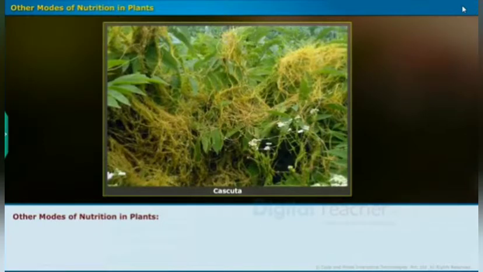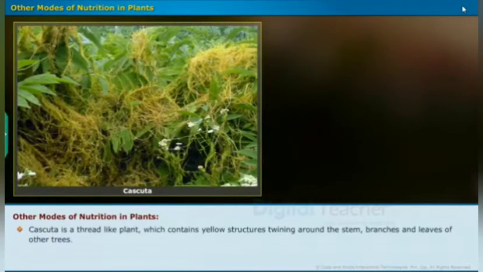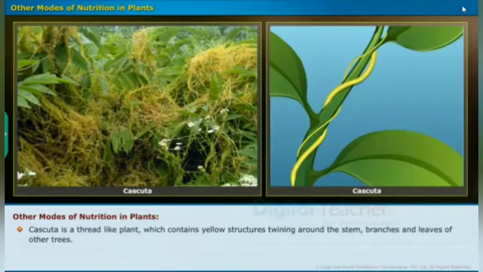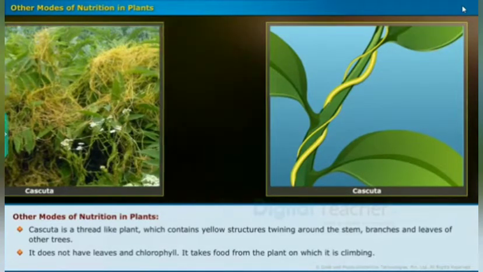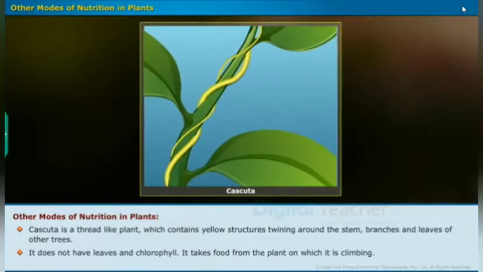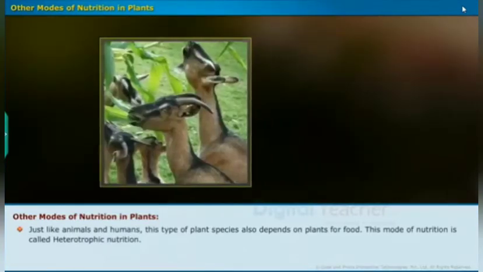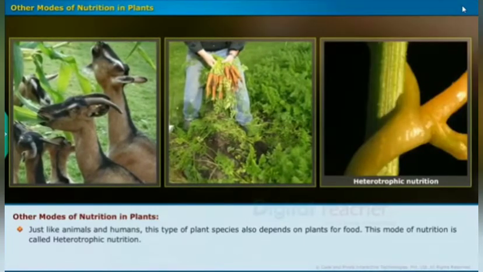Now, we will learn about the other modes of nutrition in plants. Cuscuta is a thread-like plant which contains yellow structures twining around the stem, branches, and leaves of other trees. It does not have leaves and chlorophyll. It takes food from the plant on which it is climbing. Just like animals and humans, this type of plant species also depends on plants for food. This mode of nutrition is called heterotrophic nutrition.